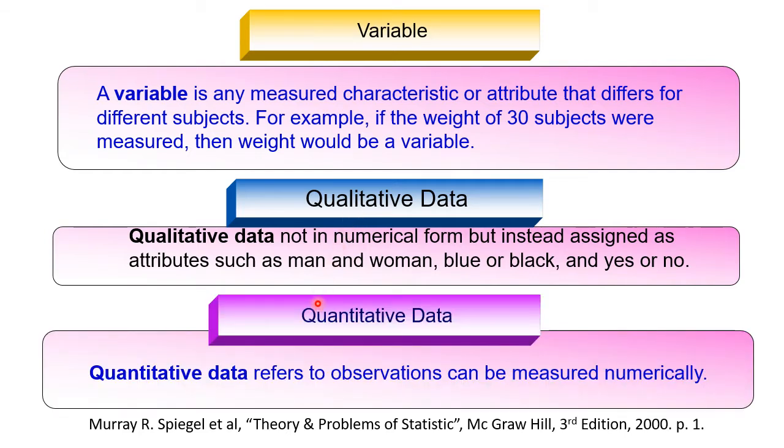And for quantitative, it refers to observations that can be measured numerically. So the mean, the variance, mode, median, these we call quantitative data.